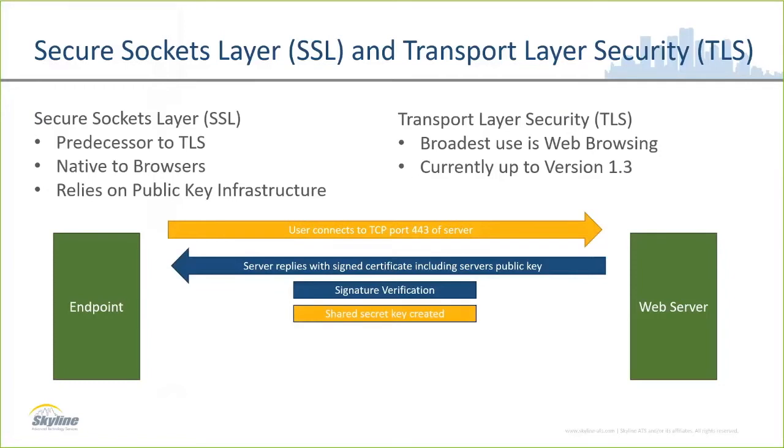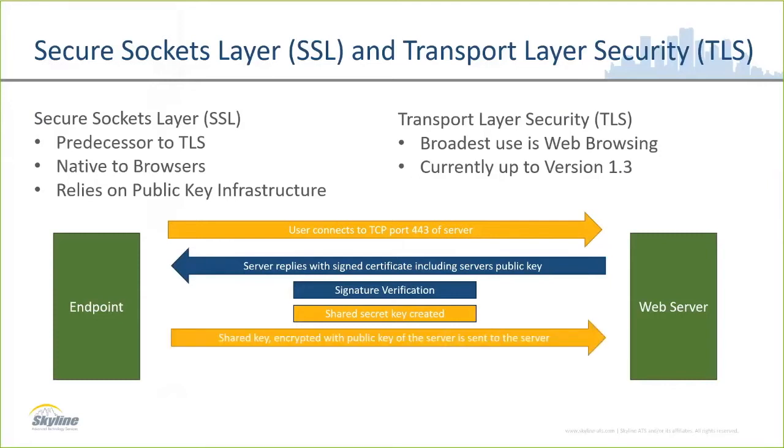Then it's going to use the combination of the server's public key and the shared secret key that it created over here in the communications process and come back and say, okay, I've validated you are who you say you are, and I want to have a conversation with you. So this shared key, encrypted with the public key of the server, is sent back.